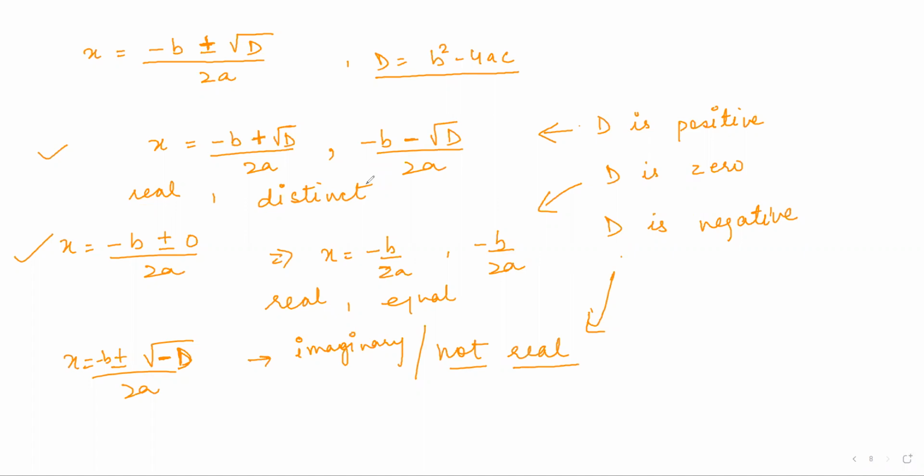So that's how you tell about the nature of roots. First you calculate d. If it is positive or zero, the roots are real, and if it is negative, they are not real. Now there can be two possibilities: they can be different roots, or they can be the same roots. So if d is 0, roots are equal. If d is positive, roots are different. Understood, Martin? Okay.